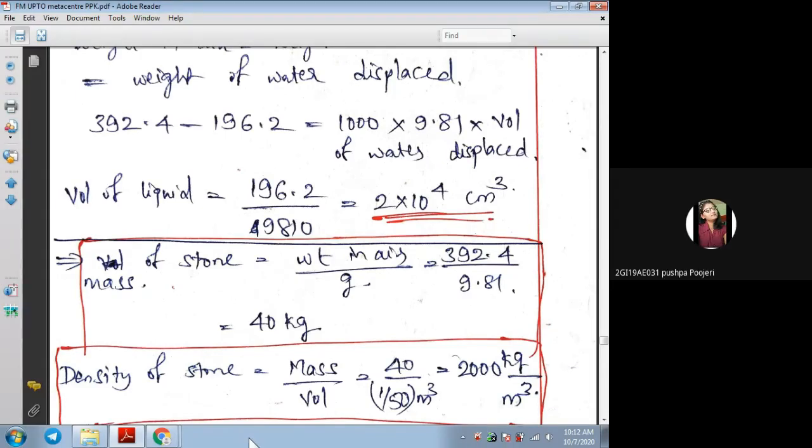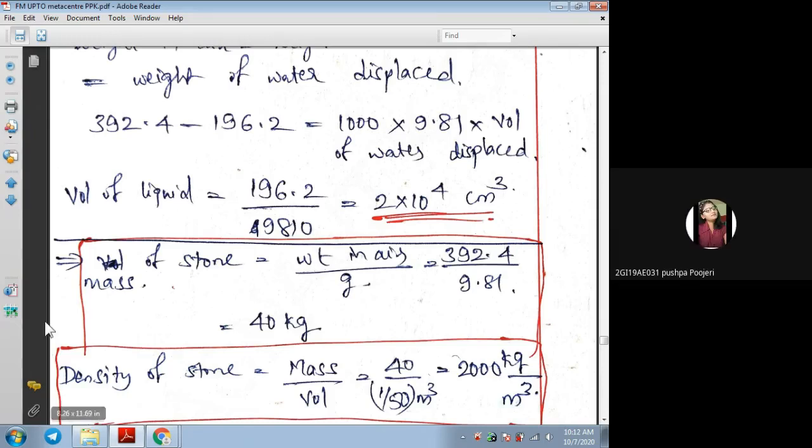Excuse me, sir. Yes. Sir, we're supposed to calculate volume only. Yeah. Sir, we should calculate volume only, right? Volume of stone. Yeah, volume of stone.